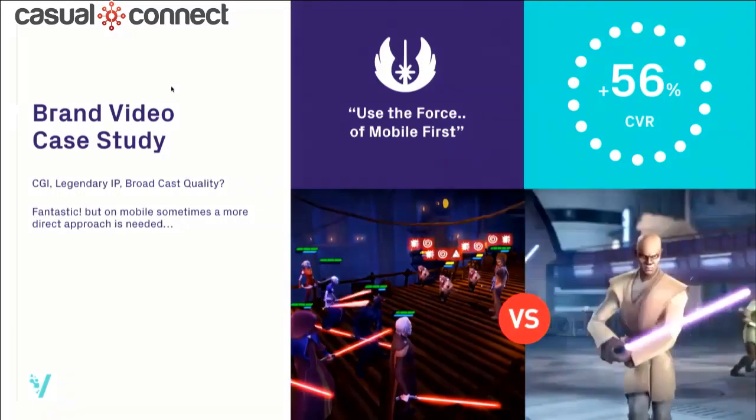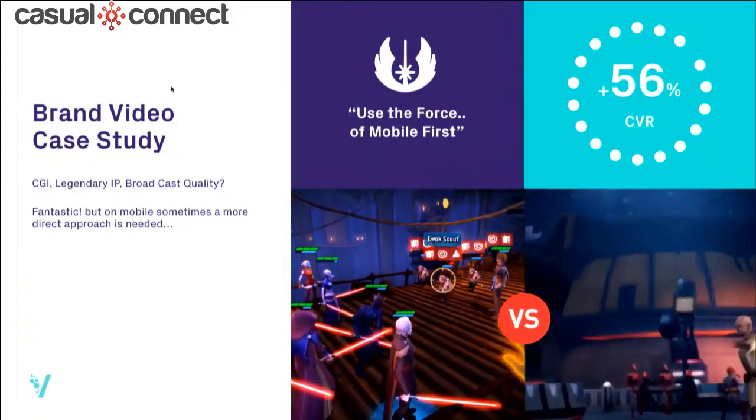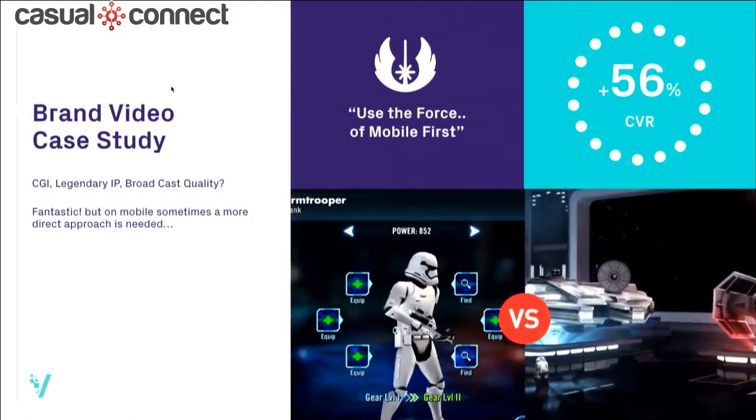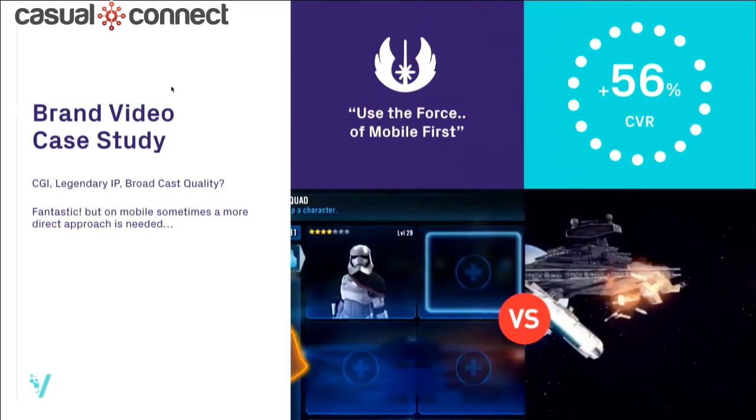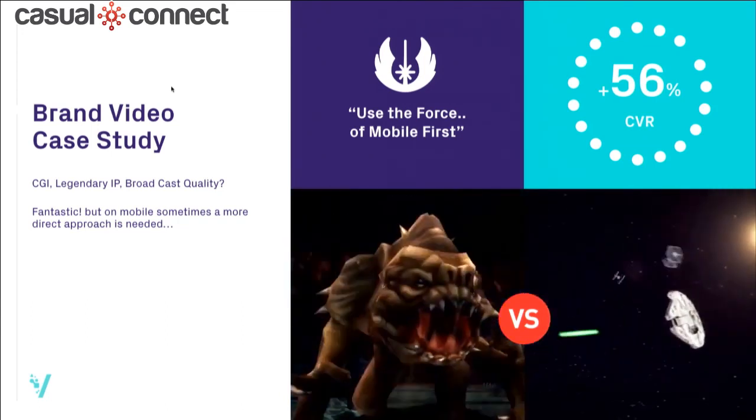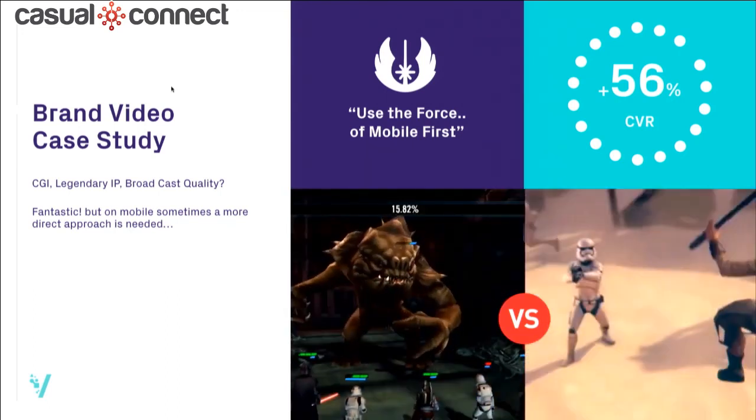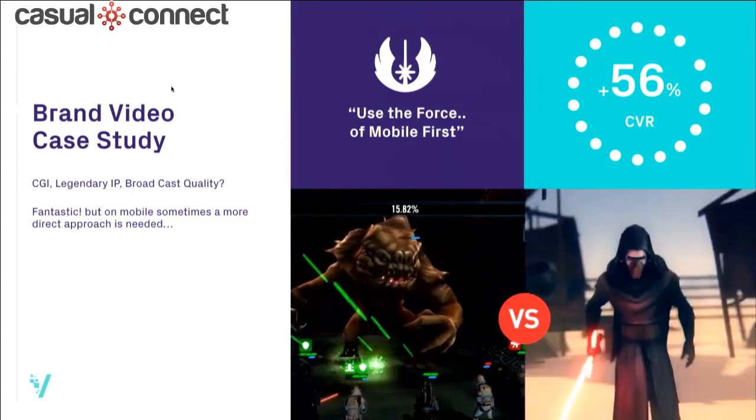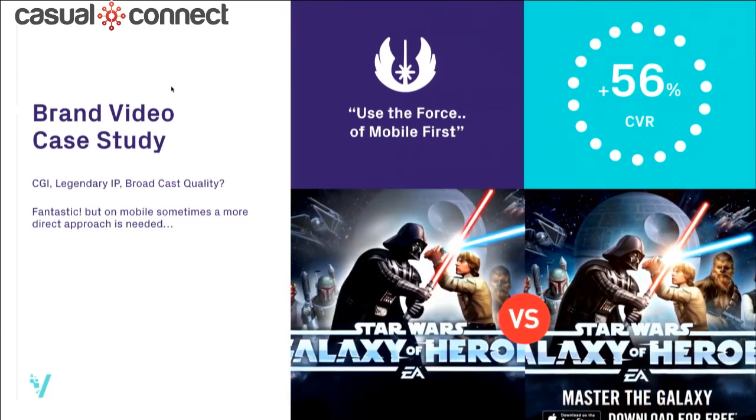In addition to this, as I say, the mobile device is very different than brand style advertising. Very often some advertisers will come to us and say, hey, I've got some fantastic creative, I've got CGI, this is some legendary IP, this is broadcast quality. We're like, fantastic, great, we'll definitely run it. But what we'd also like to do is produce some creative that's a little bit simpler, a little bit tailored for the mobile device, showcasing the gameplay mechanics in a really simple way. And you really see an increase in performance when you do this.